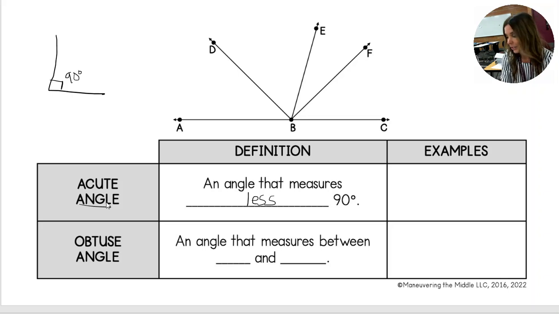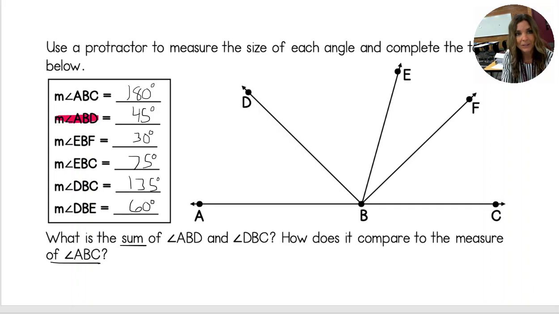So if you have an angle that is smaller than that 90 degrees, we would call that angle acute. So when you look at your list of angles here, the ones that are acute would be any of the ones that measure less than 90. So let's just mark those. This one is an acute angle, this one is an acute angle, this one is an acute angle, and this one is an acute angle. So in your list, those are your 4 acute angles.